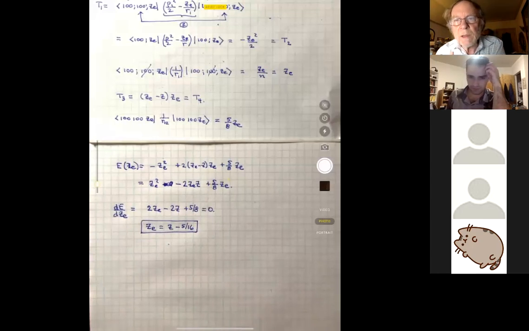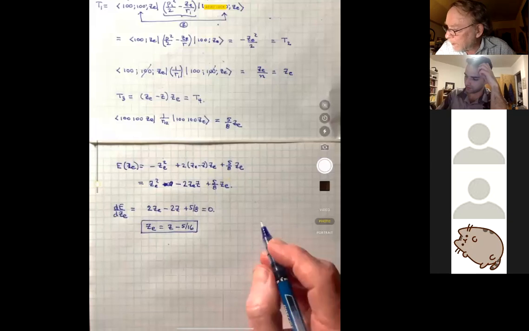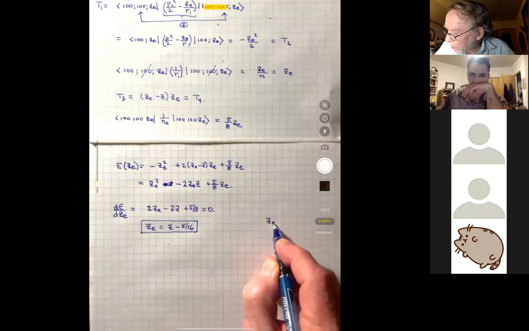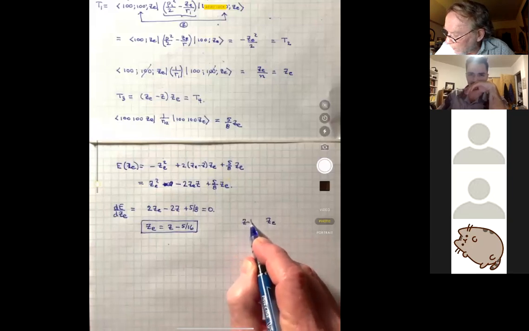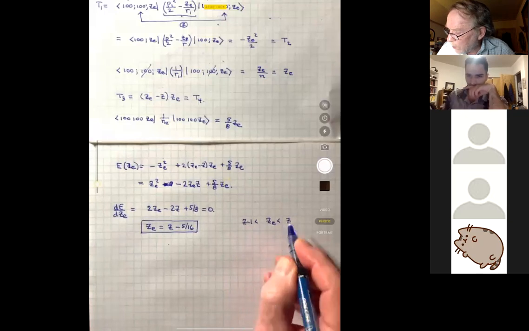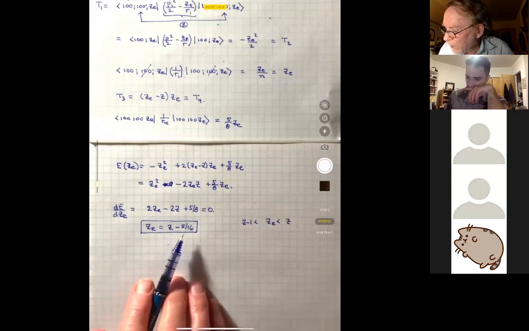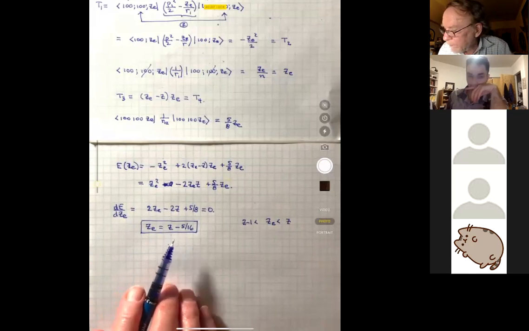So this is the effective nuclear charge, which minimizes the energy. Now, it's physically logical that one electron can only screen one unit of charge from the other electron. In fact, it's likely to do less than one. So what we would have expected from that line of thinking is that the effective nuclear charge ought to lie between Z minus 1 and Z. This is just a way of saying we can't screen more than one unit of charge with one electron. And indeed, this is what's happened. We find the screening is 5/16 of a nuclear charge.